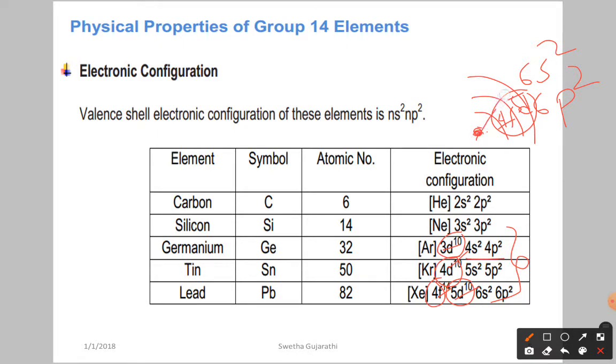Because of this reason, the attraction of the nucleus over the outermost shell is going to increase. So it is going to lose only the 6p2, and the tendency of 6s2 to participate decreases. The reluctance means the 6s2 electrons don't want to participate in the reactions. That's why it is going to exhibit the plus 2 oxidation state. Its stability increases, which means compared to plus 4, plus 2 is more stable.